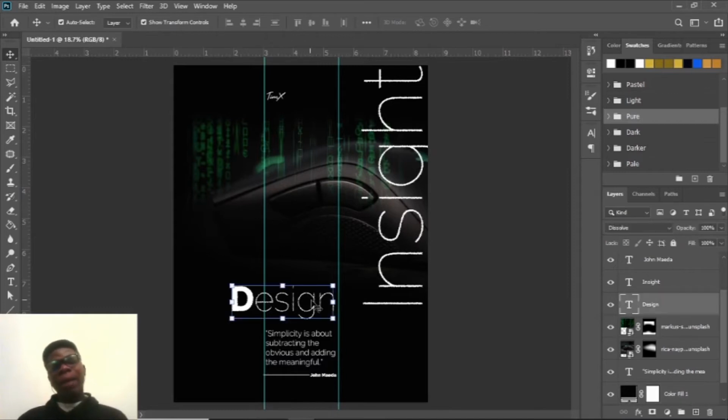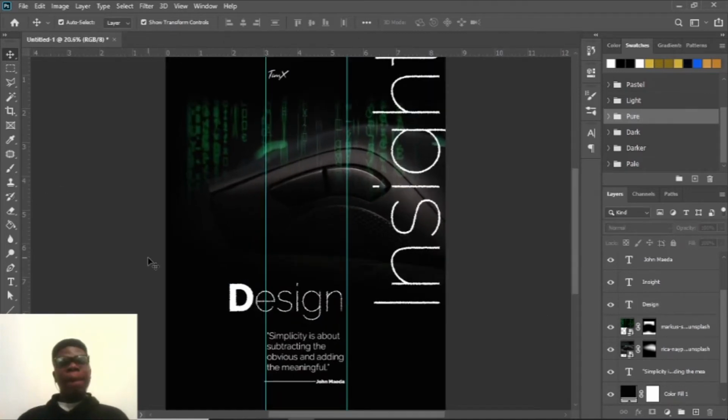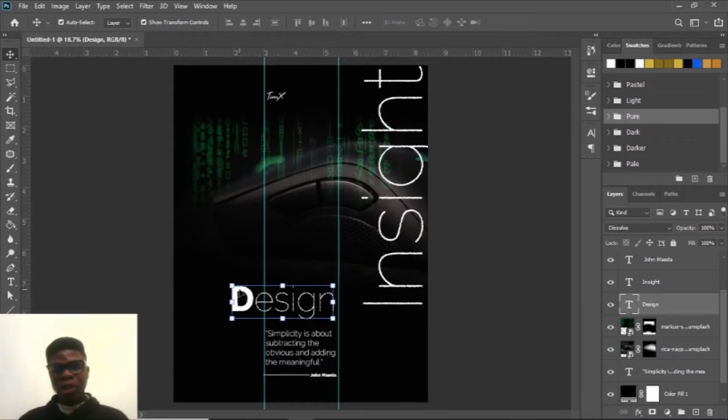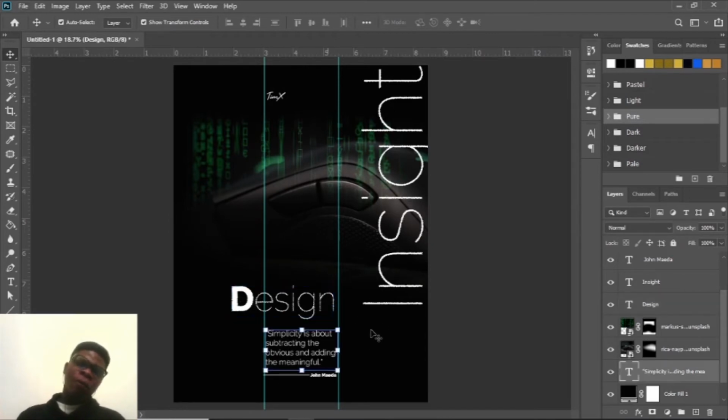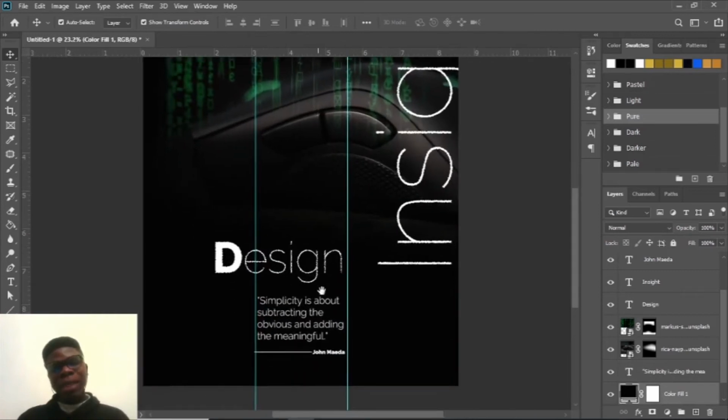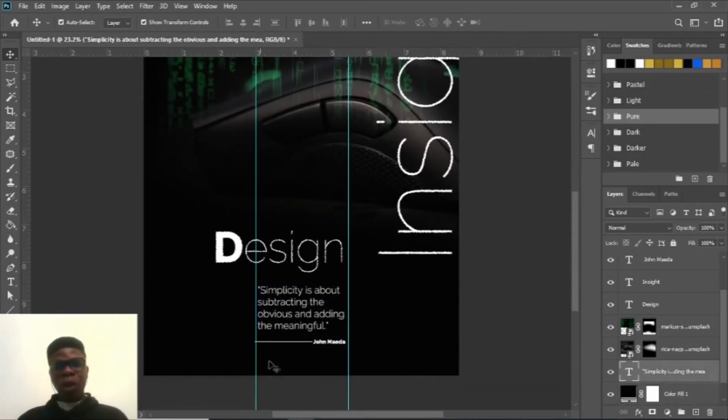Okay, then the message I'm trying to pass is design insights. When you look at the design, first you see design, then you see insights. The design is because of the D, and the insight is because of the letter I is stressing to the word design. Now, this is where the principle of scale come in place. If you look at the word simplicity, it's smaller than others because I want to cause tension with my design. That is why I did it that way.